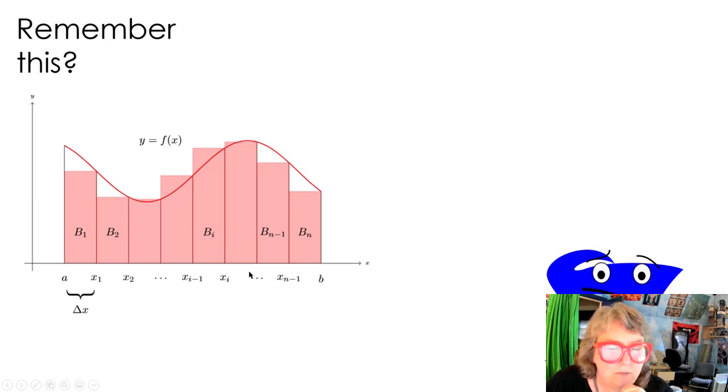Remember I emphasized that you could use the left endpoint, you could use the right endpoint, you could use the midpoint. You can use any point in between these two to determine the height of the rectangle to get an estimate. And when you take the limit, if it's integrable, you'll get the same answer as if you use the left, the right, the middle, the fourth one, whatever.